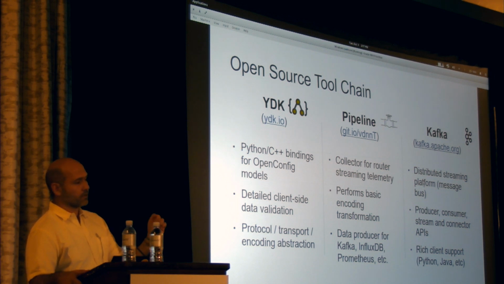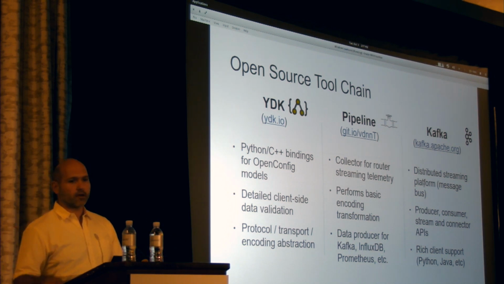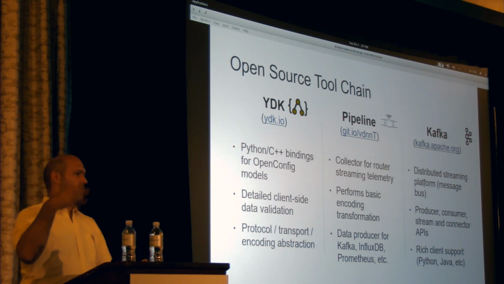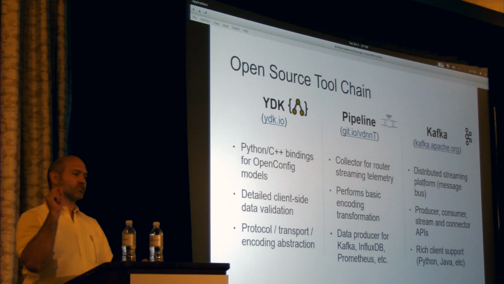So Pipeline is going to be receiving the data from the device in protobuf, transcode it to JSON, and dump it on a message bus. And my scripts that are doing the deployment of the peer are checking the state of BGP and the state of the interface by reading from that message bus. Okay.